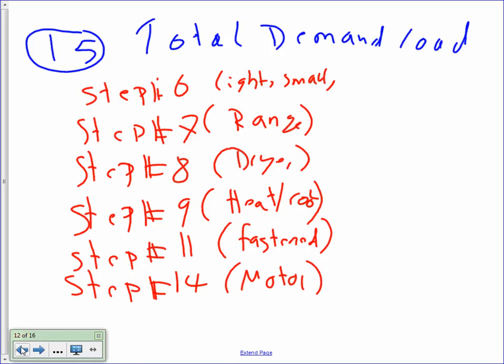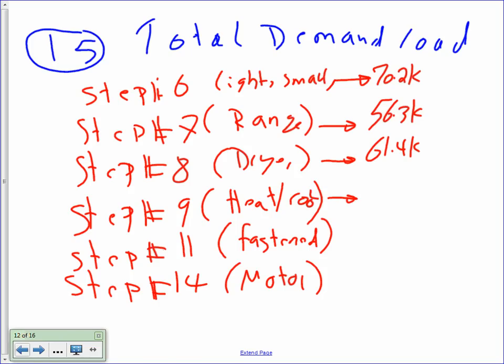Step number 15 is total demand. Look at this. Coming from step number 6 for lighting, what was the demand for light? Anybody can tell me? 70.2 K. Okay, let's go for step number 7. What was the demand for ranges? 56.3 K. Let's go to step number 8. What was the demand for dryers? 61.4 K. Let's go to step number 9. What was the demand for heat cool? 300 K. Let's go to step number 11. What's the demand for fastened in place? 173.3 K. And the last one is for motors, which is 12 K.